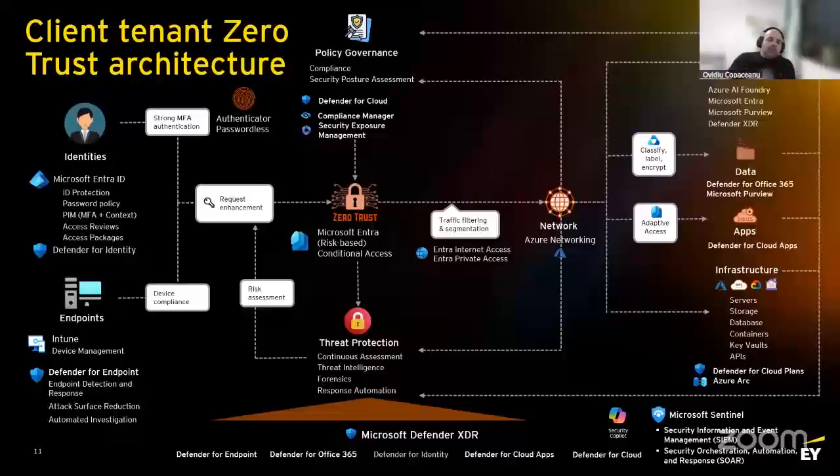All these are going to the threat protection platform, which basically does a continuous assessment. It provides threat intelligence, forensics, and response automation. So we can see that we are leveraging our XDR together with all the flavors like endpoint, Office, identity, Cloud Apps, and Defender for Cloud, with on top here Microsoft Sentinel and Security Copilot.